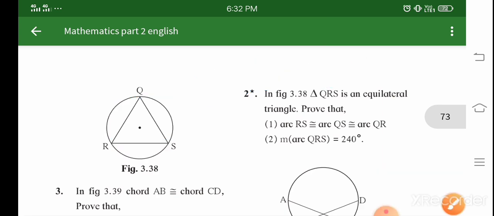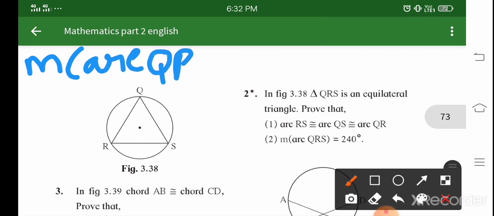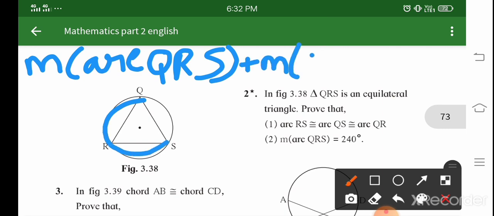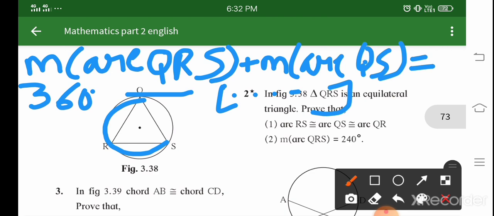So let's start with this. In the next part you can just write over there: measure of arc QRS, this full arc, plus measure of arc QS is equal to 360. And you'll have to specify the reason: the measure of a circle is 360.